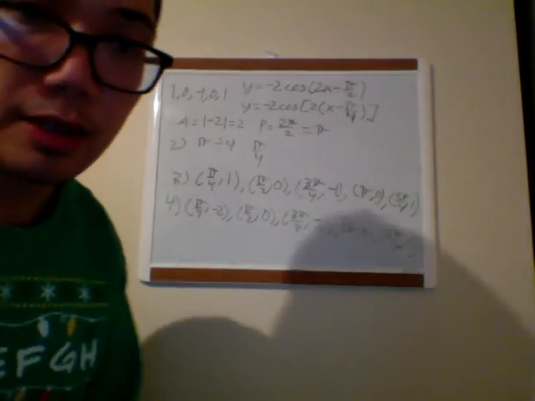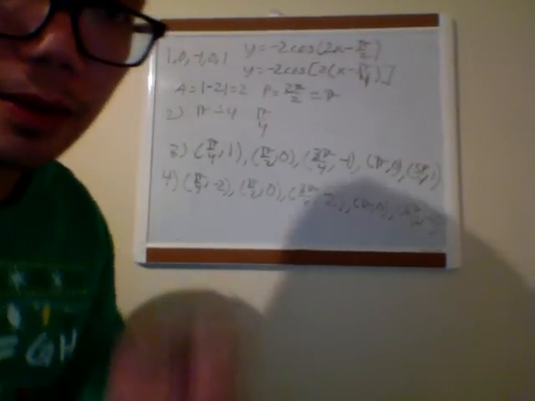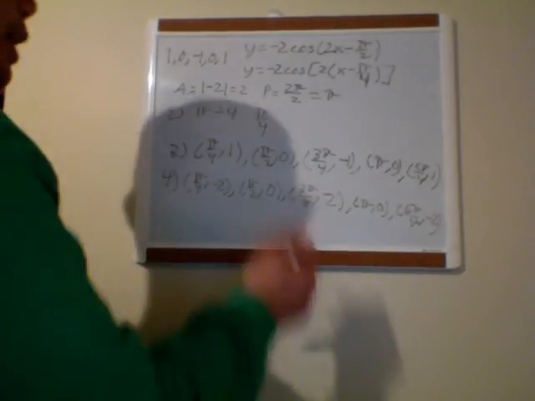Okay. It's getting hard to see. My marker is running out. Okay. So these are the points that I graph.